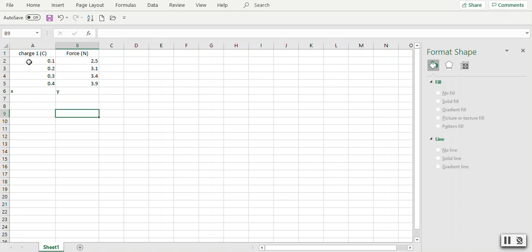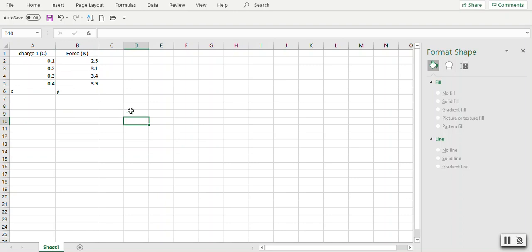So it will be the variable that will be changing the magnitude. And then I will see how my dependent variable, that is the force, is going to respond to each change in the magnitude of the charge 1. As charge 1 is my independent variable, it's going to be in the x-axis. As force, sorry, is my dependent variable, it is going to be the y-axis.